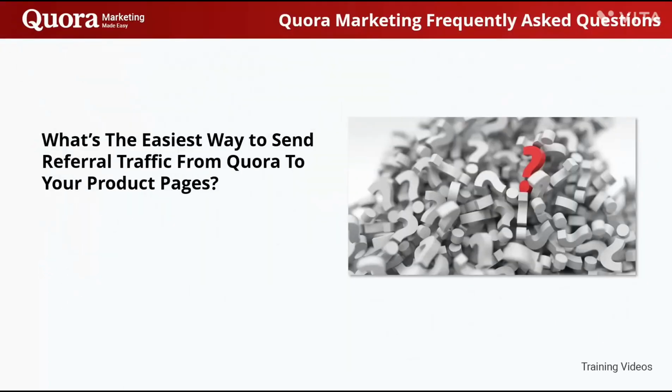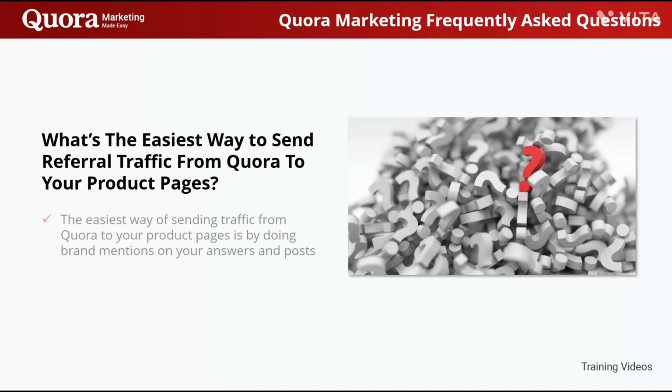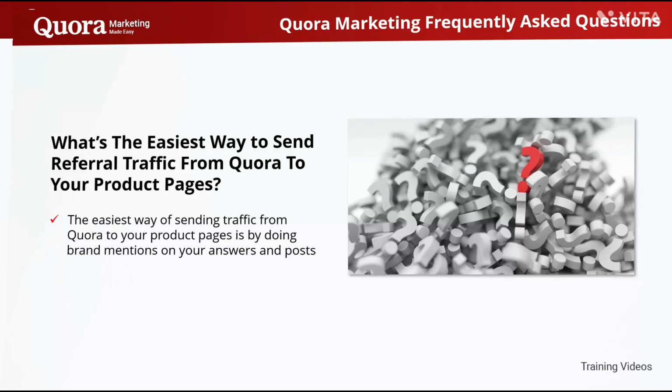What's the easiest way to send referral traffic from Quora to your product pages? The easiest way of sending traffic from Quora to your product pages is by doing brand mentions on your answers and posts. What you will do is to insert your product page URL into the text or line mentioning the brand. This will prompt interested readers to click through and learn about the product you're promoting.